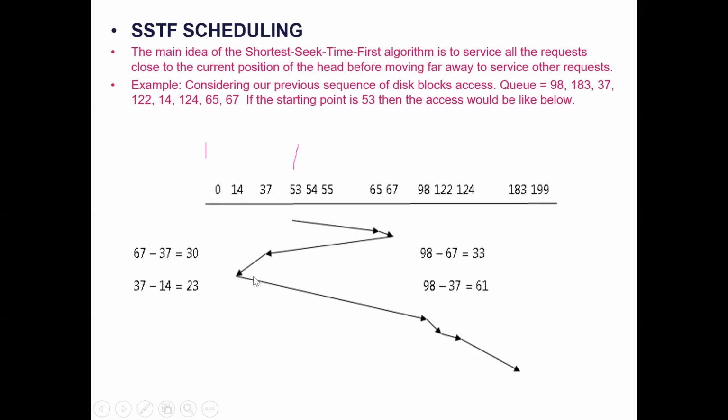Now from 37 again we have two choices, 14 and 98. Again we have to take the subtraction. We have to subtract the smaller value from the larger value. So we can say that this 14 has the lesser distance, or we can say shortest seek time first. The head will easily move to this value. So it will come to 14. Then it will come to the other values like 122, 124, 183. It will serve up to the last value.